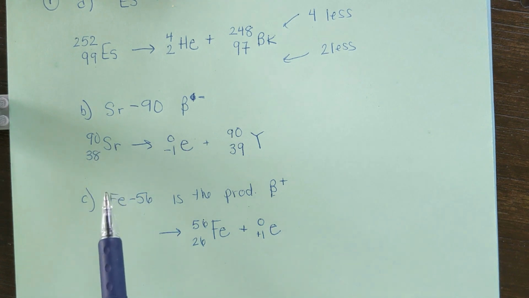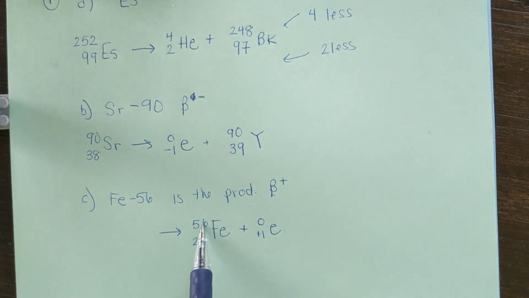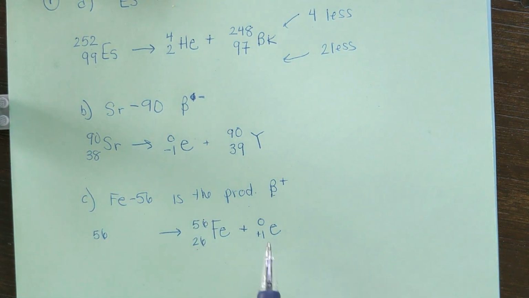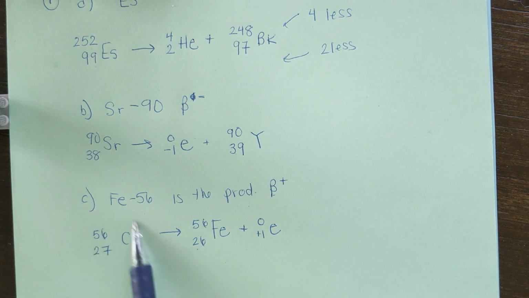So we're just going to work backwards from what we did above, but the same rules apply. The sum of the mass numbers here has to equal the mass number here, and the atomic numbers, or the subscripts here, have to equal this up here. So 56 plus 0 gives us 56. Now we have 26 plus 1, which gives us 27. If we look on the periodic table, element number 27 is cobalt. So Co. So our original nucleus was cobalt-56.